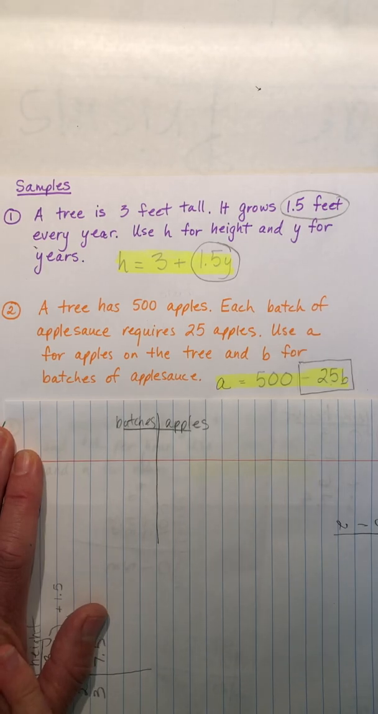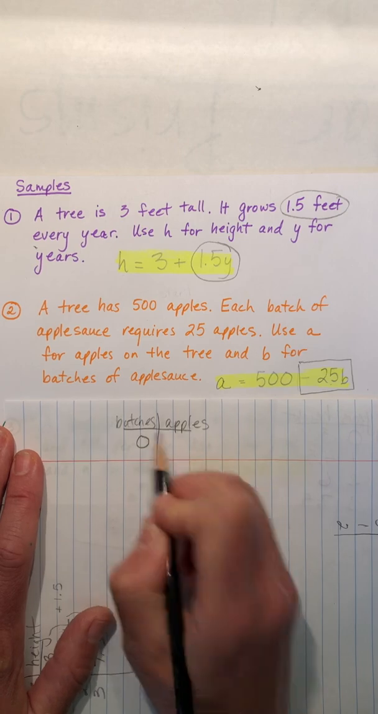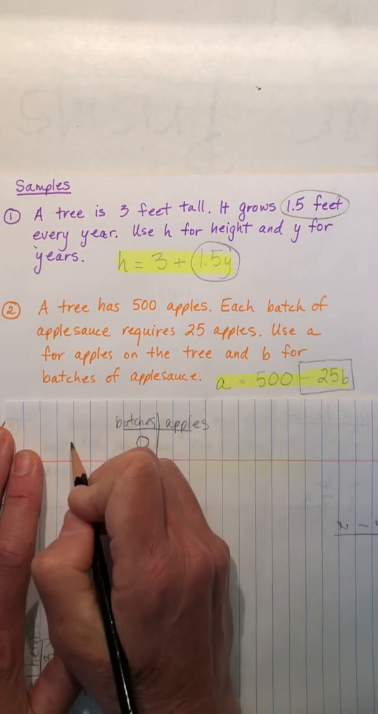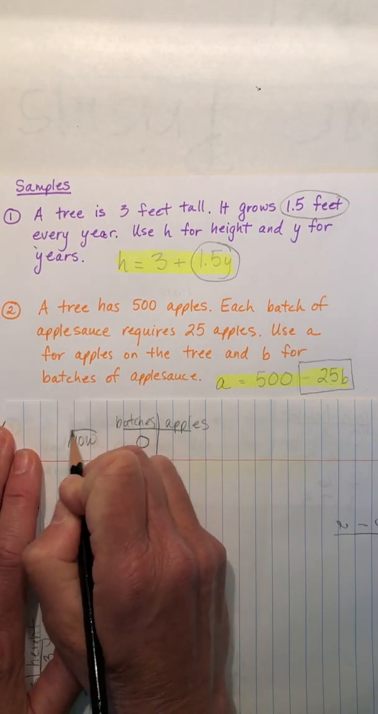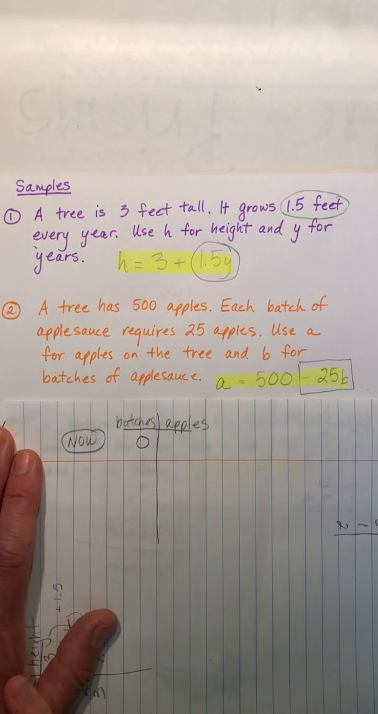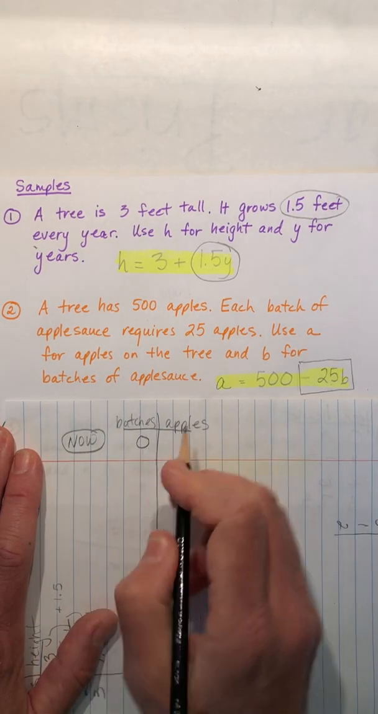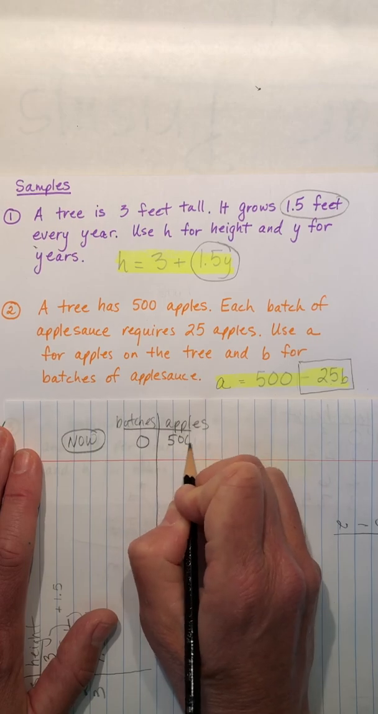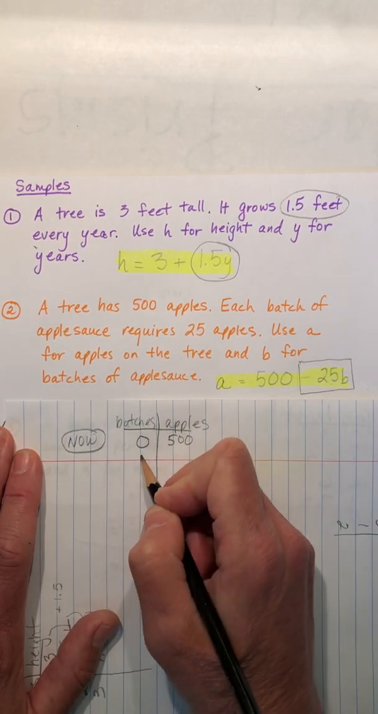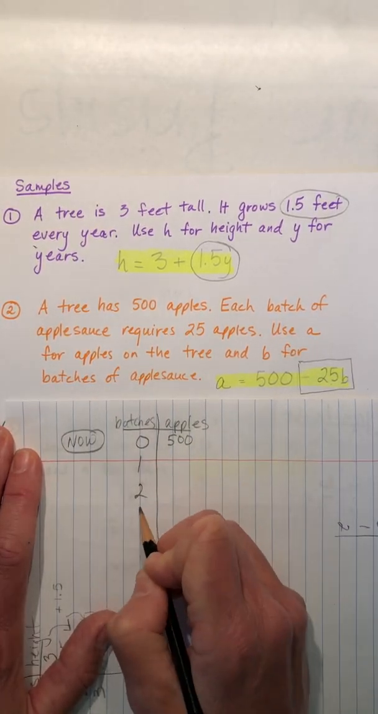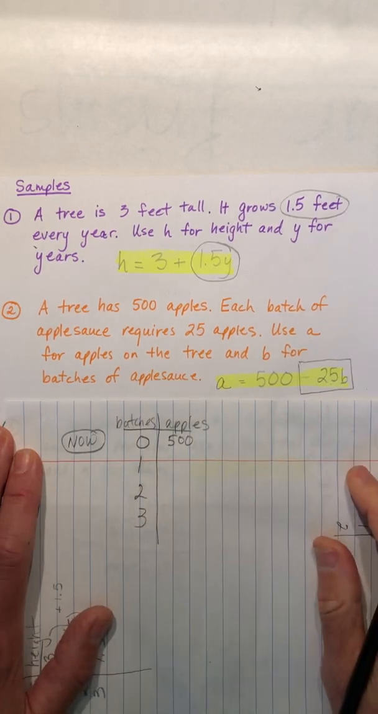I definitely cannot make negative numbers of batches of applesauce, but I could make 0 batches of applesauce. And remember, in math, times 0 refers to now. And right now, that tree has 500 apples. So I can make a batch of applesauce, or 2, or 3, and I could keep going.